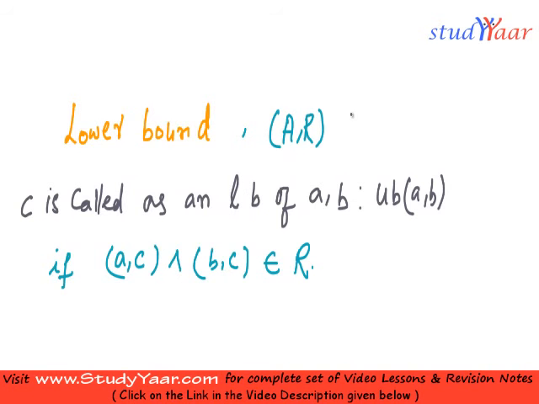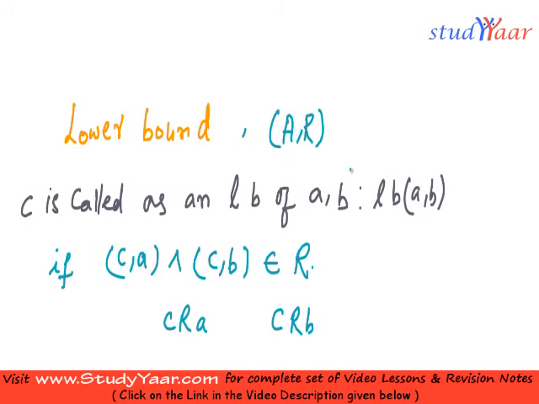If there exists an element C such that we have C comma A and C comma B in R. So C comma A and C comma B should be an element of R, which basically means C should be related to A and C should be related to B. In that case, C is called a lower bound of A and B.